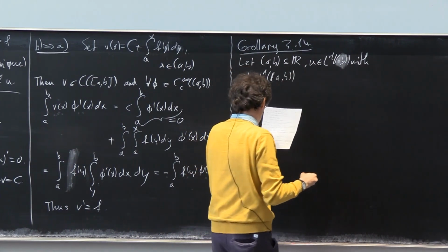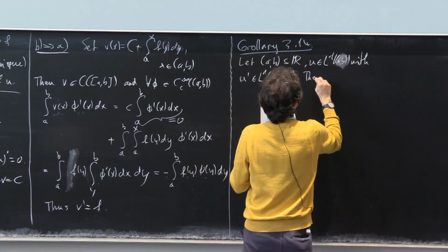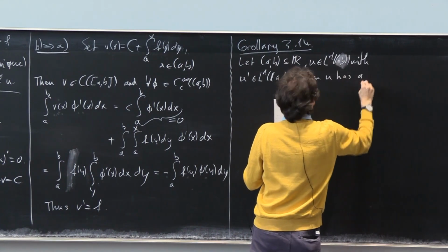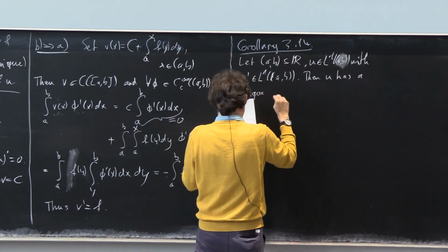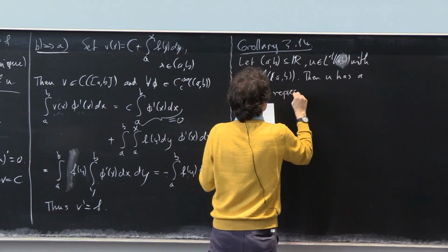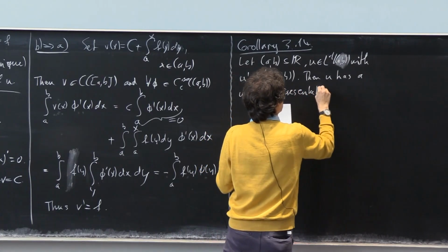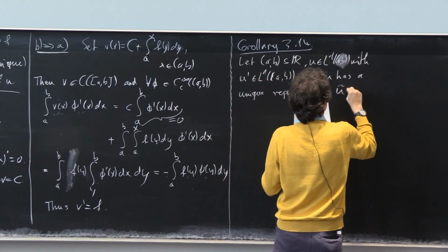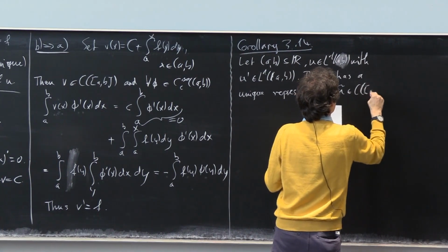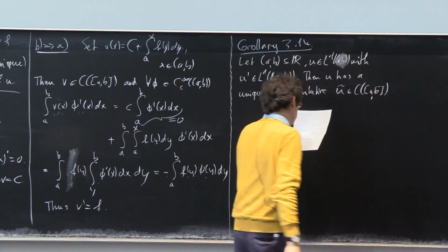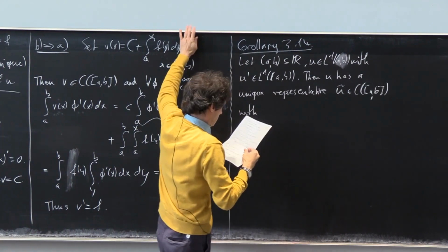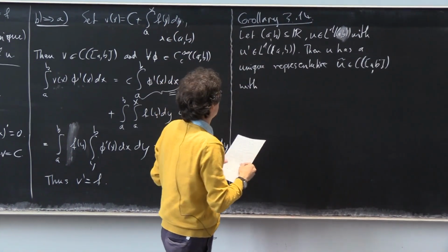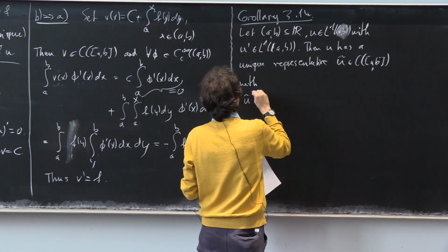So if you have an absolutely continuous function, then U has a unique continuous representative. So there is a representative U tilde, which is a continuous function on the closed interval AB. And you even get a norm estimate.